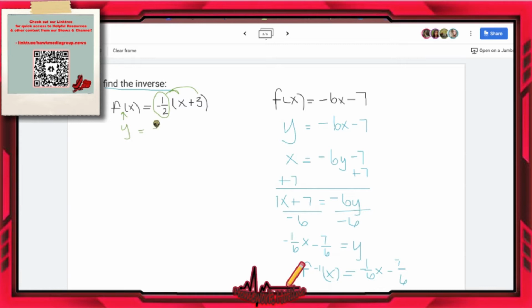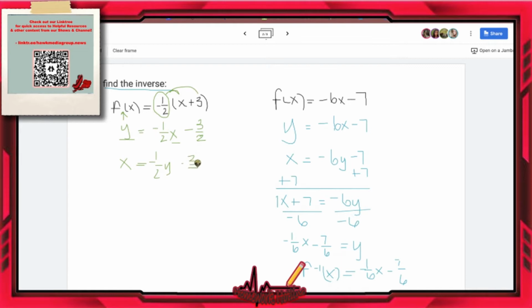So it would be negative 1 over 2x, and then also distribute it to the 3. So that would be negative 3 over 2, because again, we don't want to do decimals, that's not what we want to do. And then we're just going to switch the x and the y like we did last time over here. So the x and the y are going to flip, and this is going to be x equals negative 1 over 2y, and then minus 3 over 2.